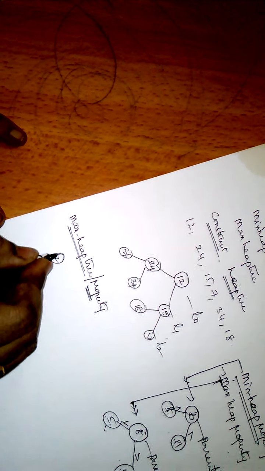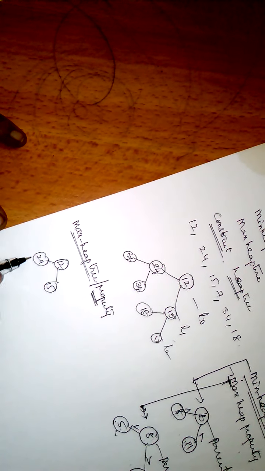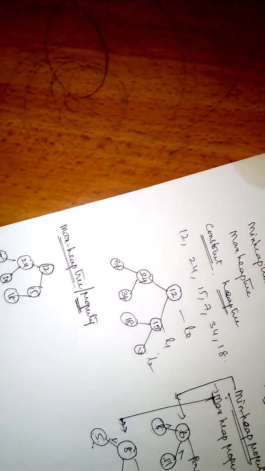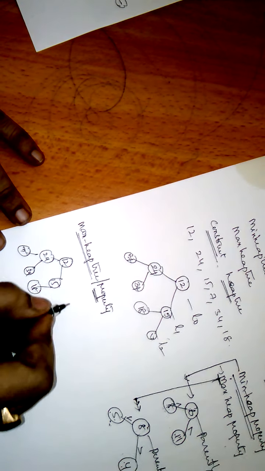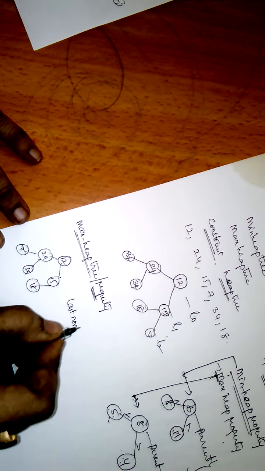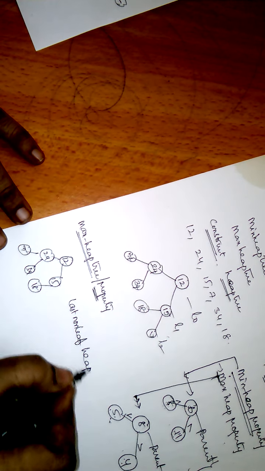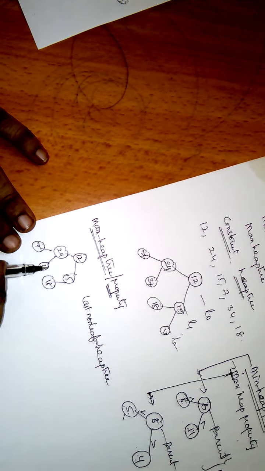Now the heap tree is like this, with the following values 7, 34 and 18. What is a maximum heap tree? The parent should have a greater value than its child nodes. First we have to find the last non-leaf node in the heap tree. What is the last non-leaf node?